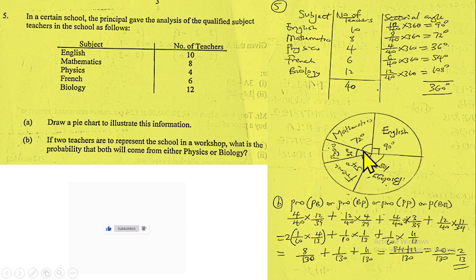Then do the same thing. This line will be your new radius now, or your starting point now. Place your protractor there and make sure that your protractor is on this black line. Then read the next angle, which is 36. It will stop here. Then use a pencil to make a mark there. Then remove your protractor, place your ruler there and join it to the center of the circle. Label it 36 degrees, physics.